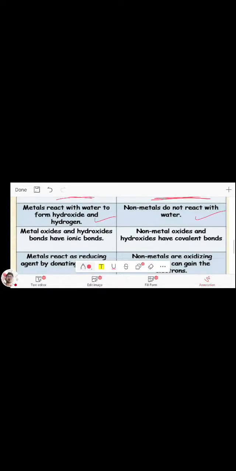Metal oxides and hydroxides have ionic bonds. Non-metal oxides or hydroxides have covalent bonds. Metals act as reducing agents. Non-metals act as oxidizing agents.